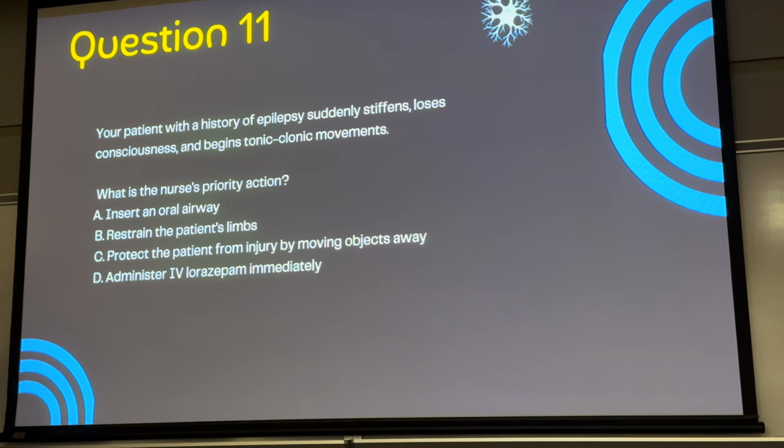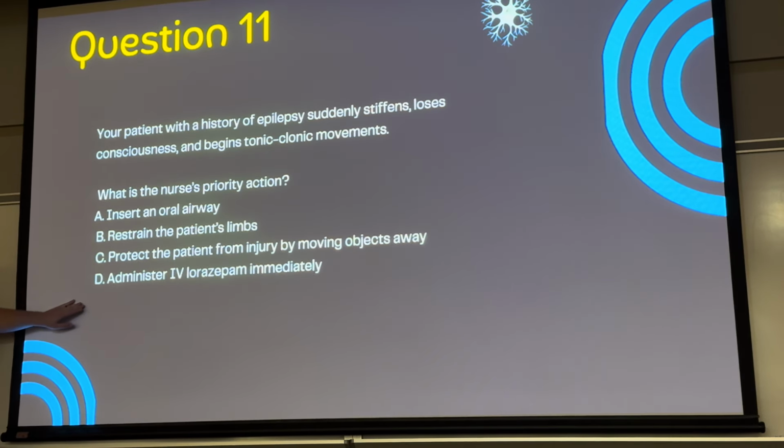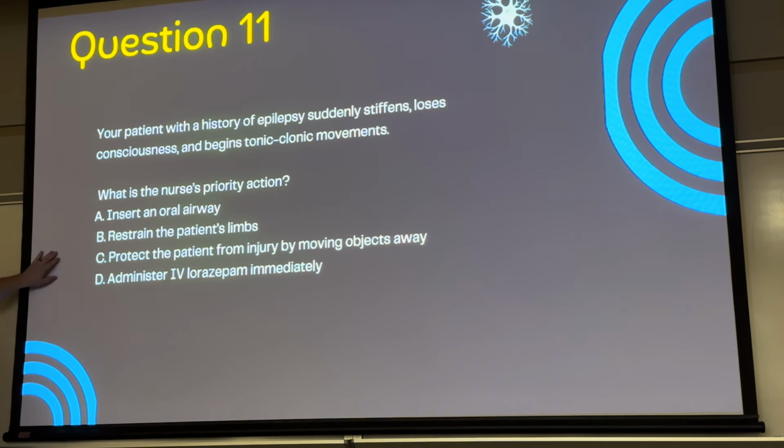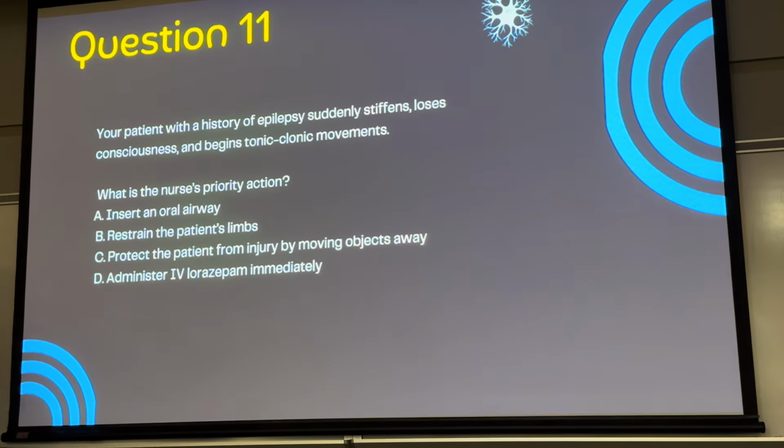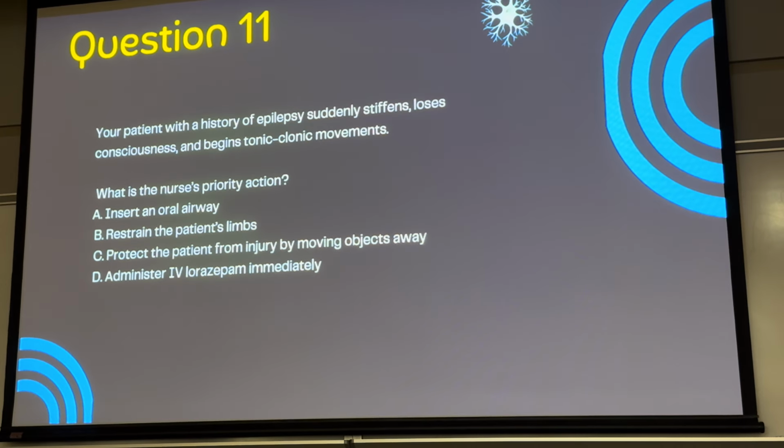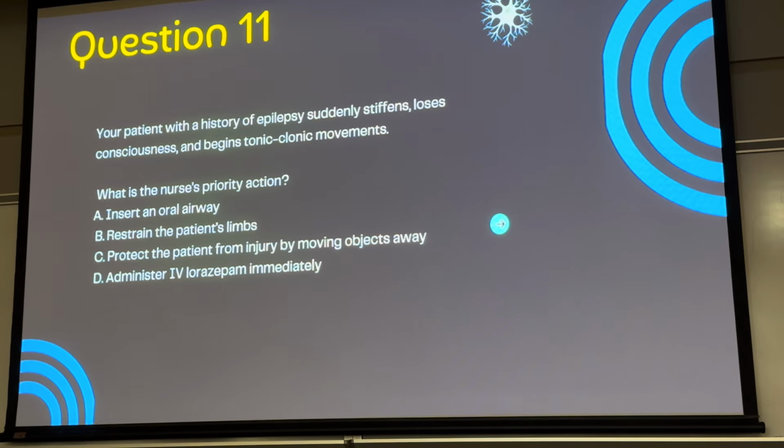Good. This one. They need to protect them first. Gotta protect them first. Good, I like it. This is a really good question. Protect the patient from injury by moving objects away. That's gonna be my priority. Then I can move on to some other things.